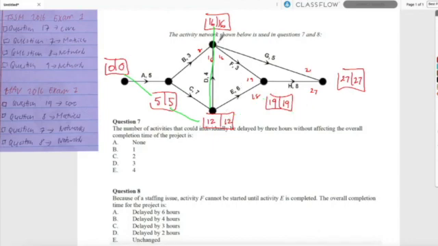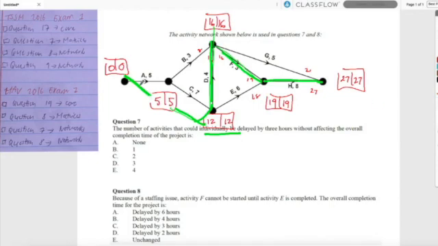12 and 6 is 18, so this is the critical path. Got to make that bigger. It's really important. And then the 27 comes through there. All right. Now, didn't really need to do that, but it doesn't matter. The number of activities that could be individually delayed, okay, by 3 hours without affecting the overall completion time.